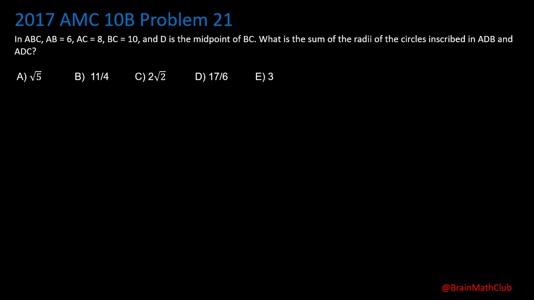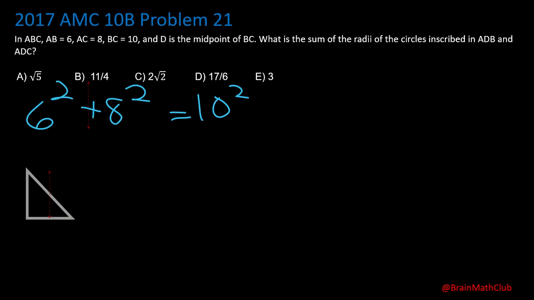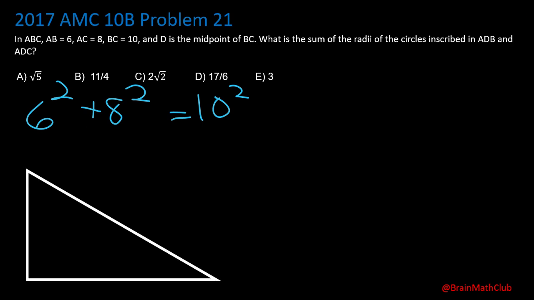So to solve this problem, first, if we use the Pythagorean theorem, then we notice that 6 squared plus 8 squared equals 10 squared, meaning that ABC is a right triangle. So now here I'm going to make my right triangle. So here you have it.